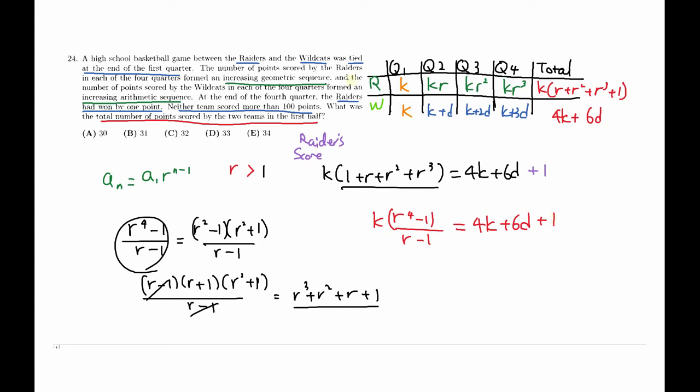Now the thing is, in basketball there is no such thing as a fraction or decimal point for each point. It has to be an integer value.